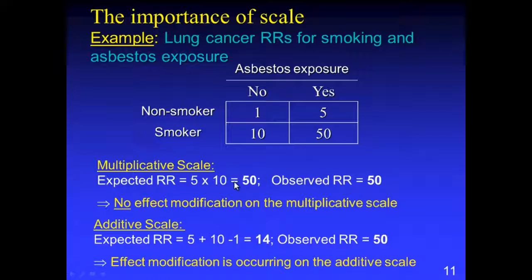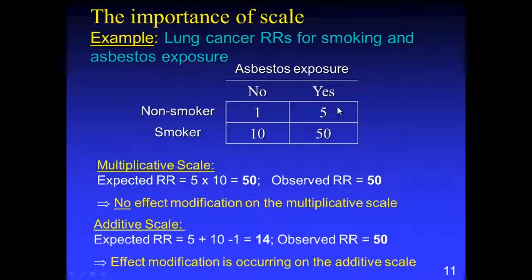We multiply the two together and we get 50, which is exactly the same as the observed relative risk. So we would say, if we were simply assessing things on a multiplicative scale, then there's no effect modification, no interaction between the two.